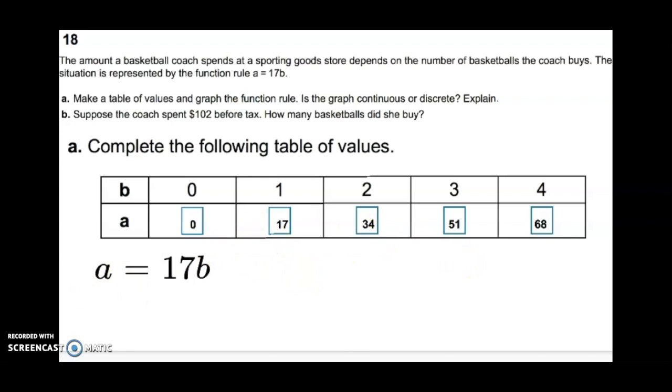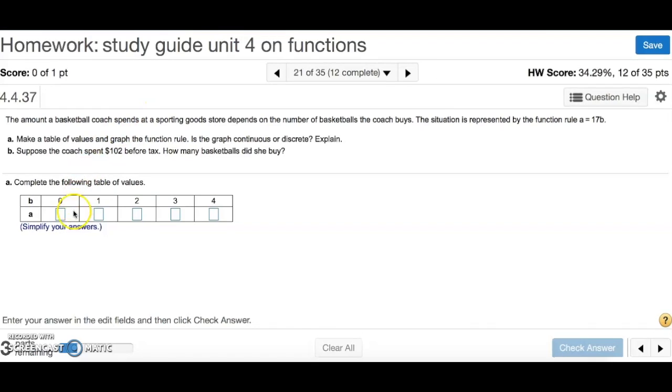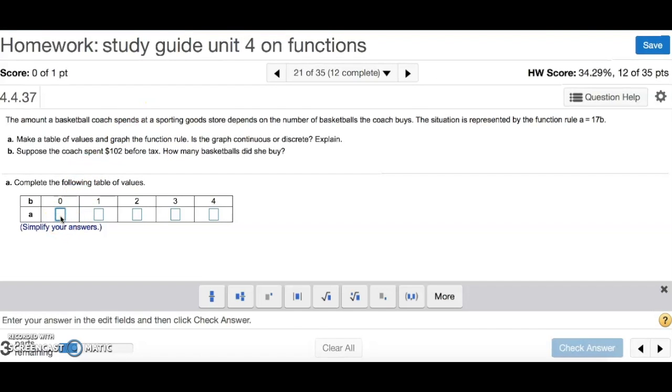Let's go back and type it in. So we're typing in 0, 17, 34, 51, and 68.